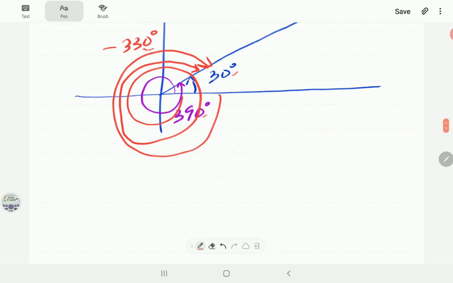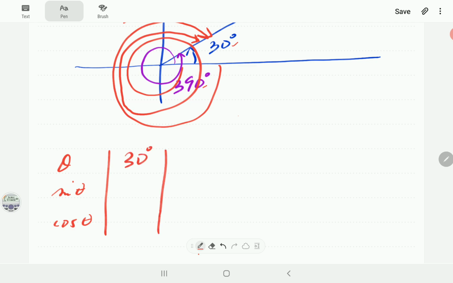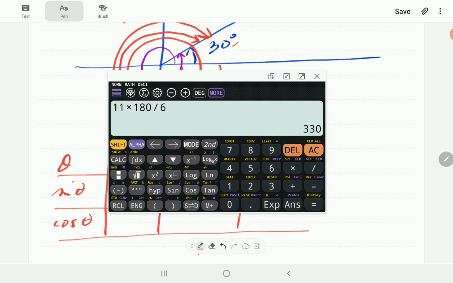So our interest is seeing what they have in common. So we're going to have theta here, we're going to work out sine theta and cos theta for each of these angles. So we're going to have 30, 390, and negative 330. Okay, so let's see what the sine of each of these is going to give us.